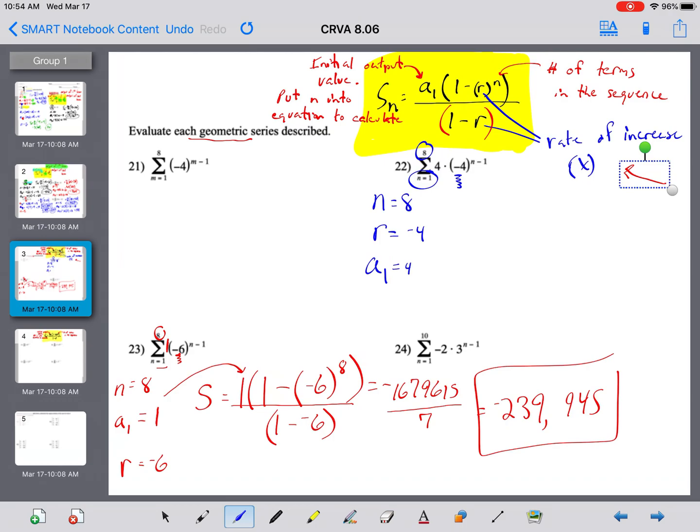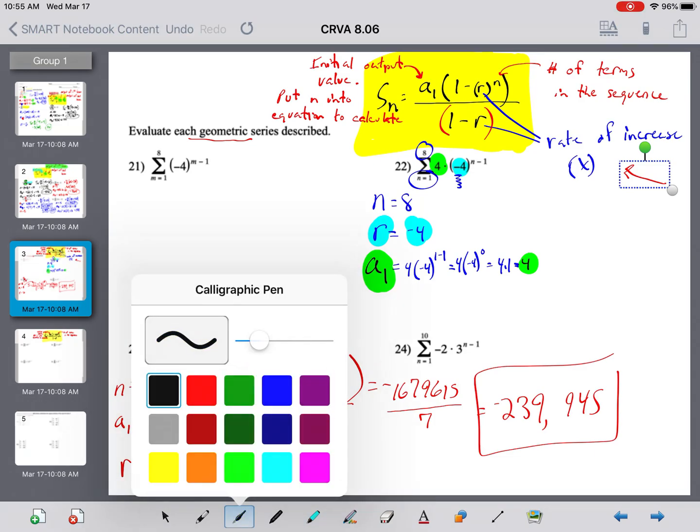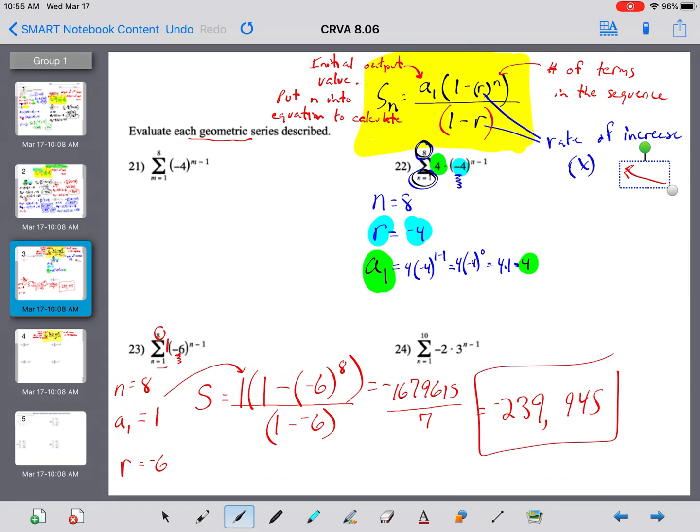And the initial term, so I'm going to just show this. 1 is my initial term, so I put 1 in for n. We'd have 4 times -4 to the 0. -4 to the 0 is 1, so it's really 4 times 1. So again, the initial value is always going to be this multiplier out in front. The rate is always going to be the base. The number of terms is the top right here, minus the bottom, plus 1.